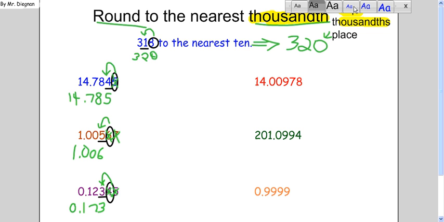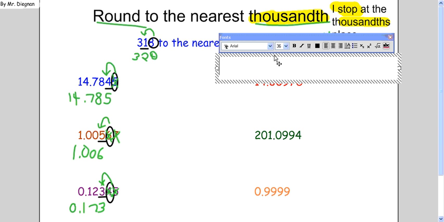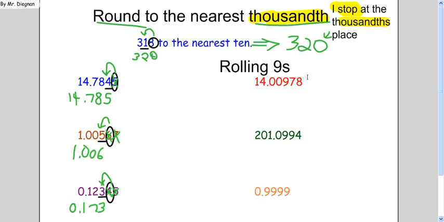Now let's remember something called rolling nines. And before I get to rolling nines, I'm going to stop there.